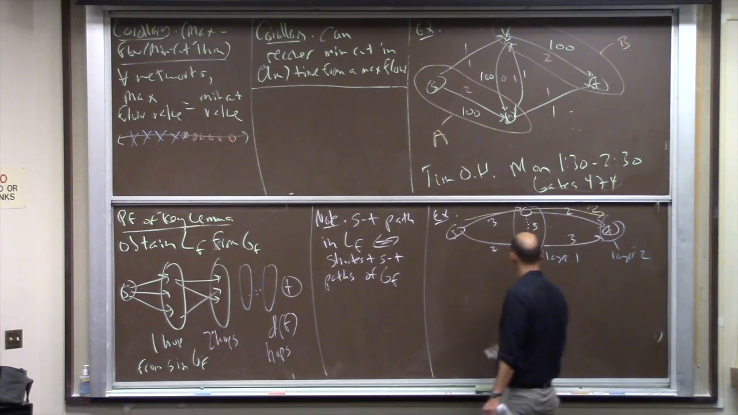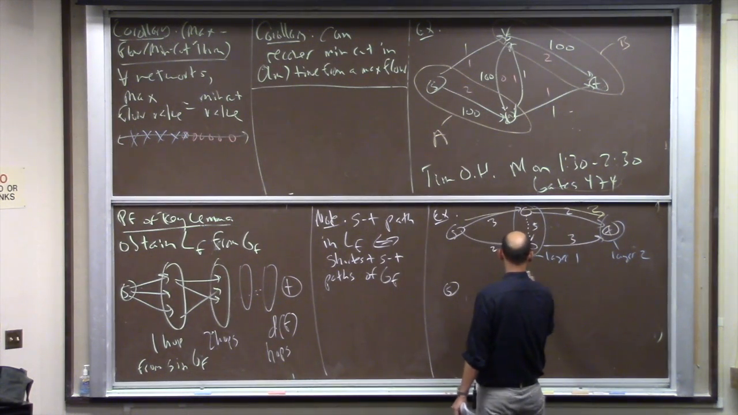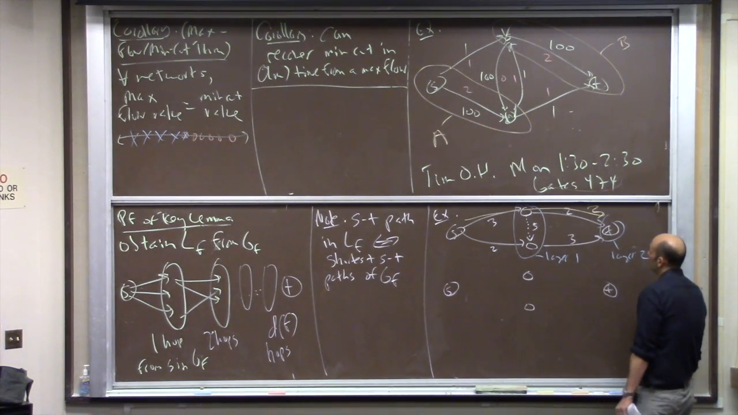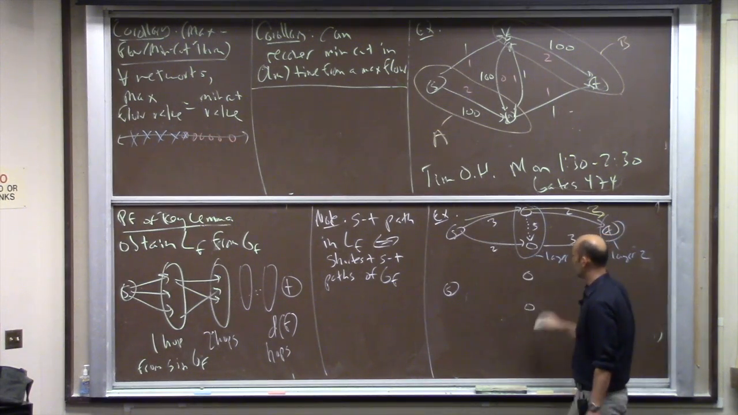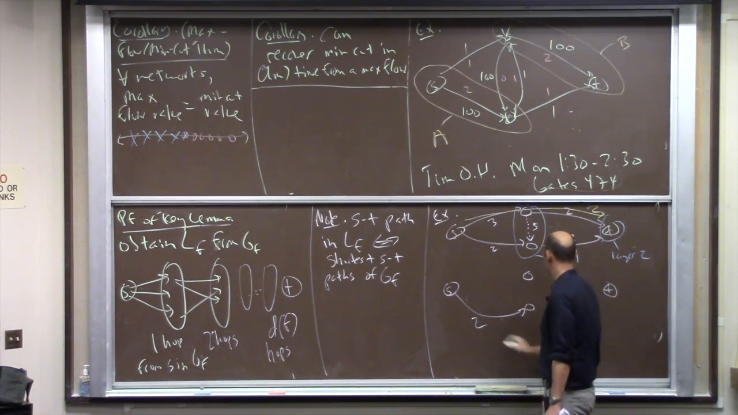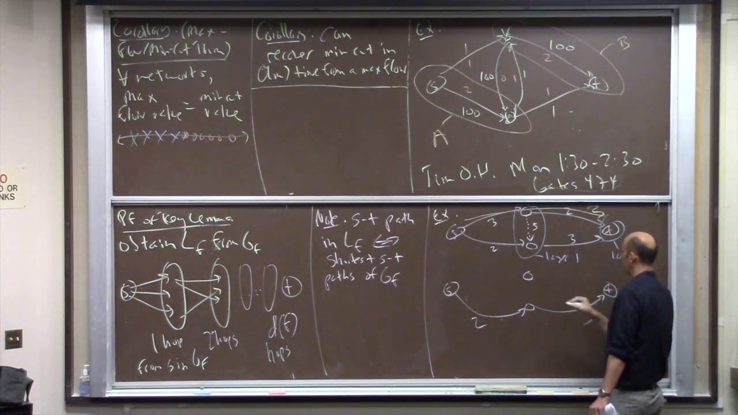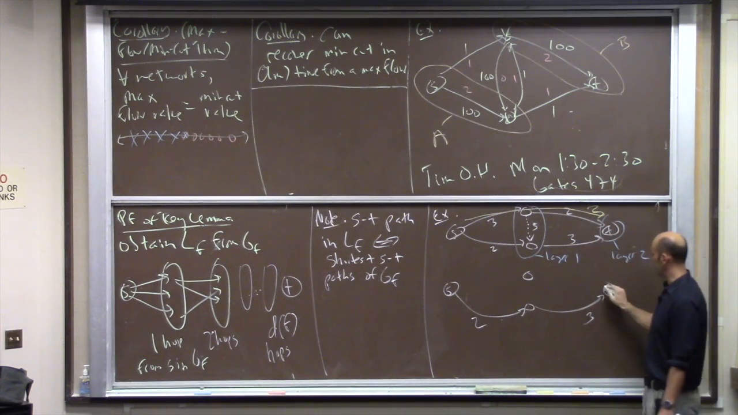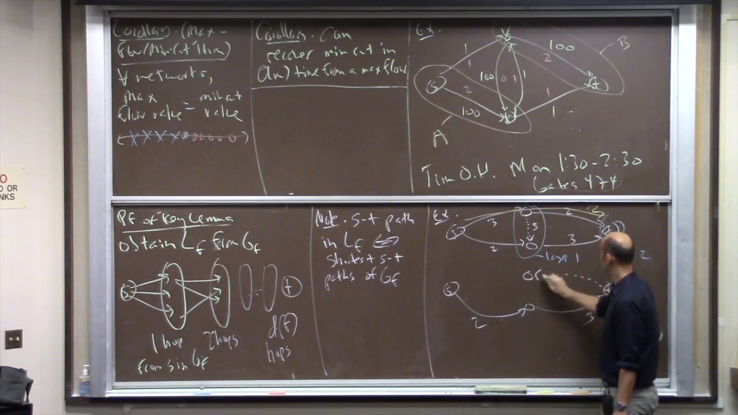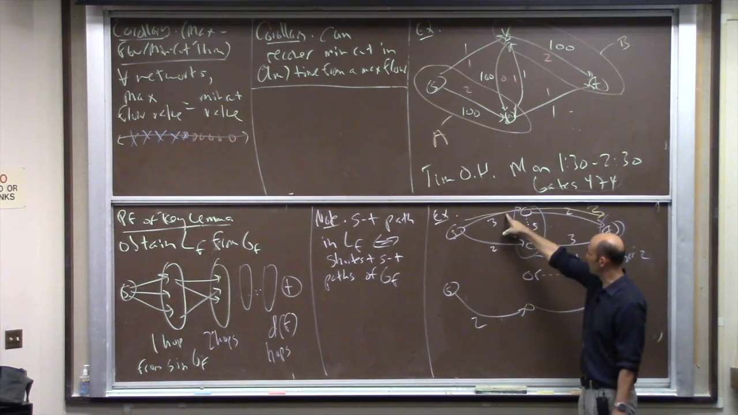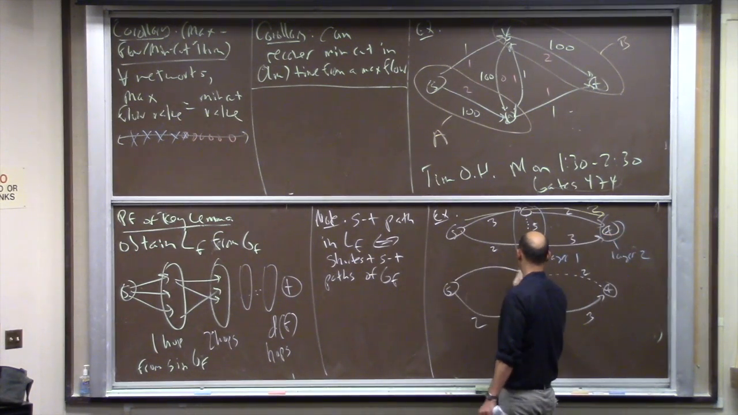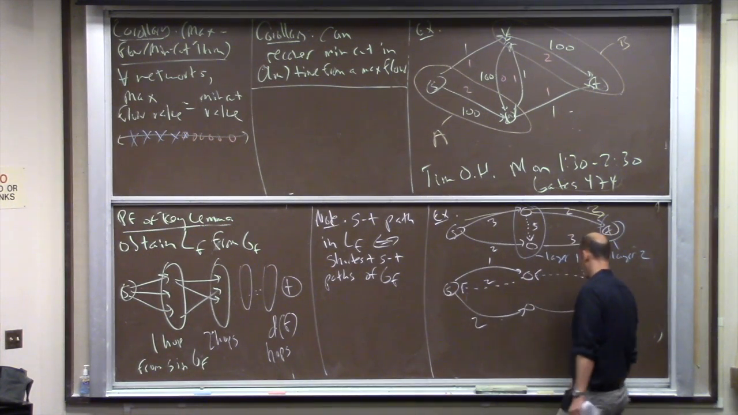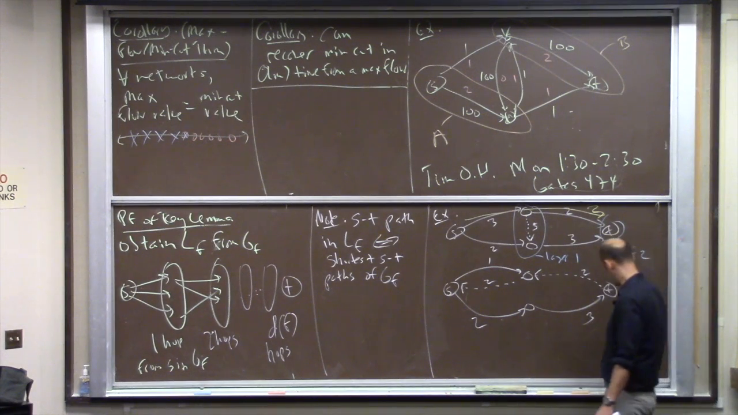How do things then change? Well, let's see. These two arcs are untouched. So we still have this 2. We still have this 3. This arc got saturated, so we just pick up the reverse version. And then this has both a forward and a reverse version. Oops, and the 5 is still here too.